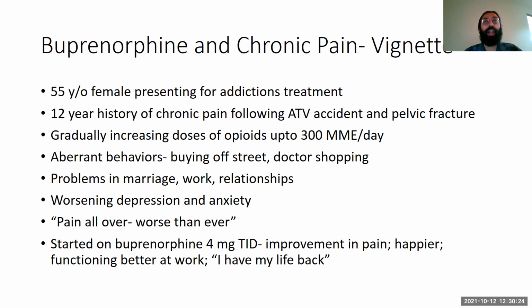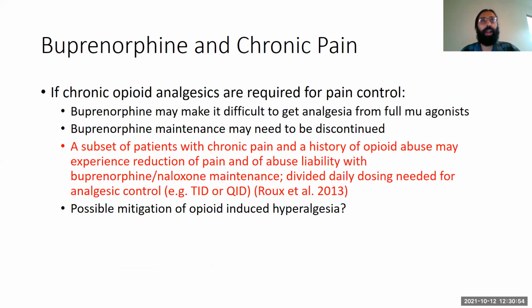And we thought that she had developed opioid-induced hyperalgesia from chronic opioid use. So after talking to her to address both the chronic pain and her opioid use disorder, we essentially stopped all of the opioids she was taking and put her on buprenorphine/naloxone, so the combination medicine, 4 milligrams 3 times a day. And she actually did well on it. She reported improvement in pain. She said she was happier, she was functioning better at work, and said, quote, I have my life back, right? So don't forget about buprenorphine.